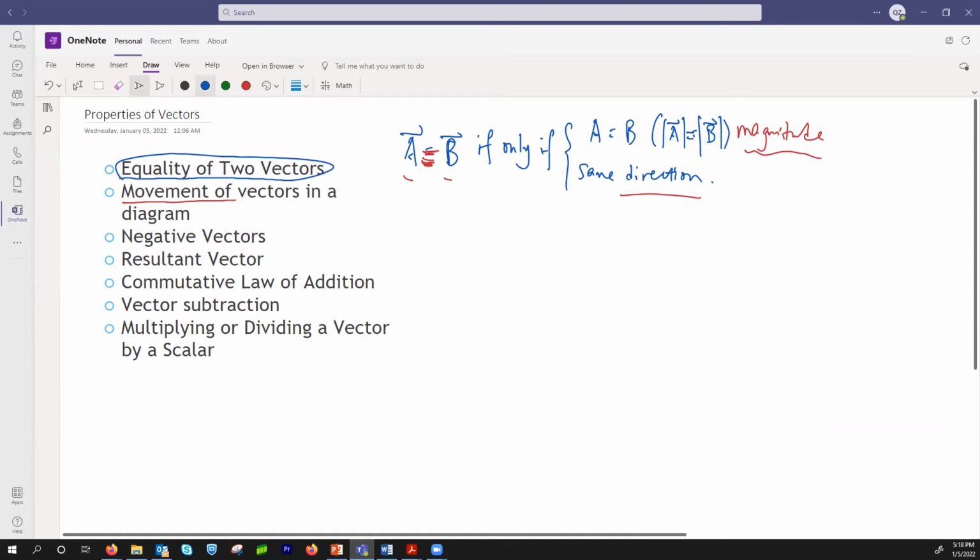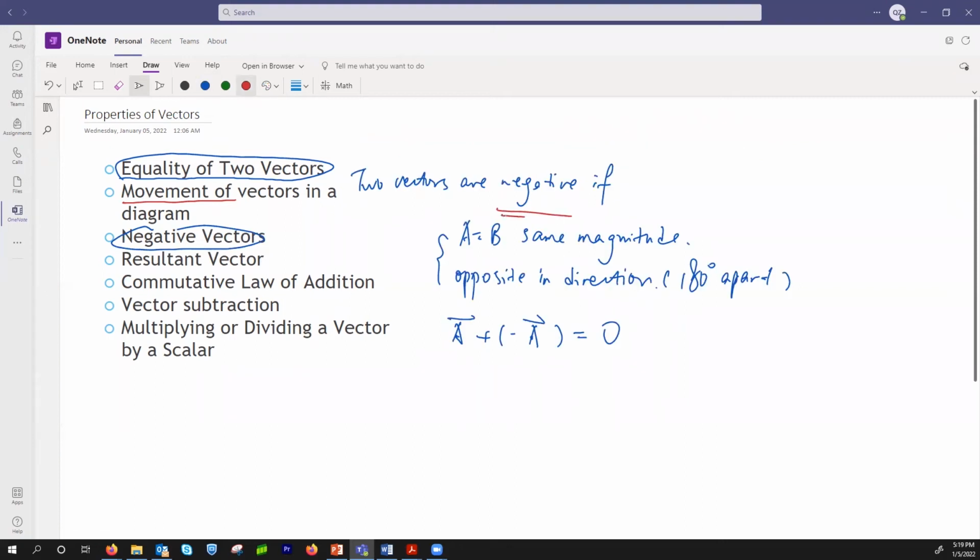Okay, what about negative vectors? Two vectors are negative if and only if they meet two conditions. Number one, the same magnitude. Secondly, the directions need to be 180 degrees apart. In other words, the original vector plus its negative vector would be equal to 0.